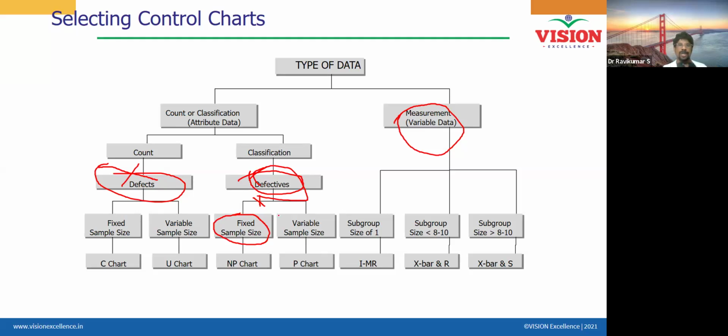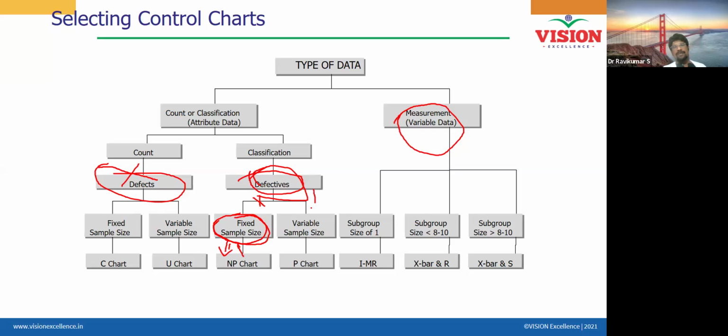In that case, you have two options. If you choose the same number of samples every time, that is, you choose 5 every 1 hour, or 10 every shift, and you keep it the same all the time, then you have to go for a fixed sample size chart. That is the NP chart.